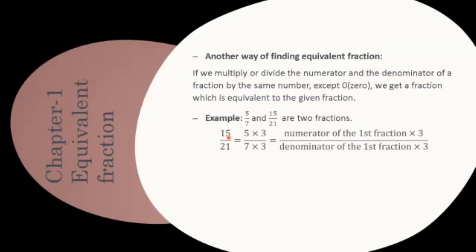As you can see, 15 divided by 21 equals, we can write down, 5 multiplied by 3 and 7 multiplied by 3. That is the thing I was telling you, my dear. If we multiply the numerator and the denominator of a fraction by the same number, that's why 3 and 3, it is the same number. So numerator of the first fraction multiplied by 3, denominator of the first fraction multiplied by 3.